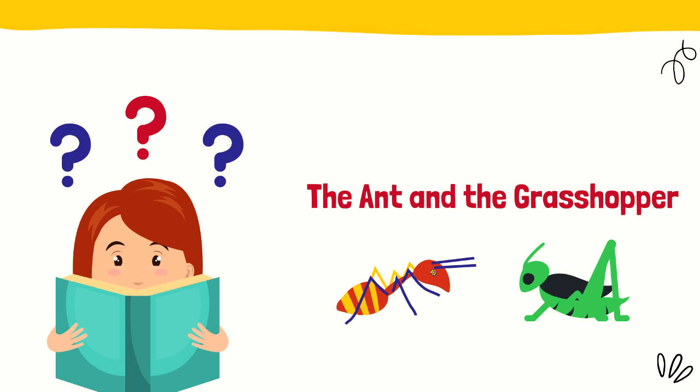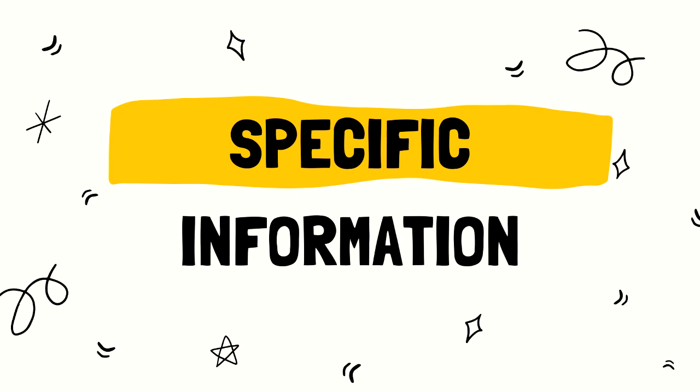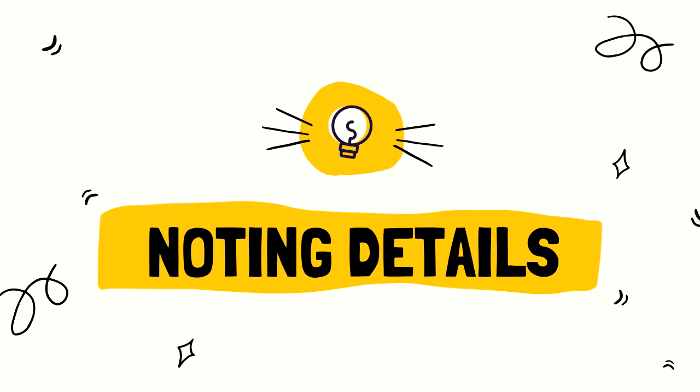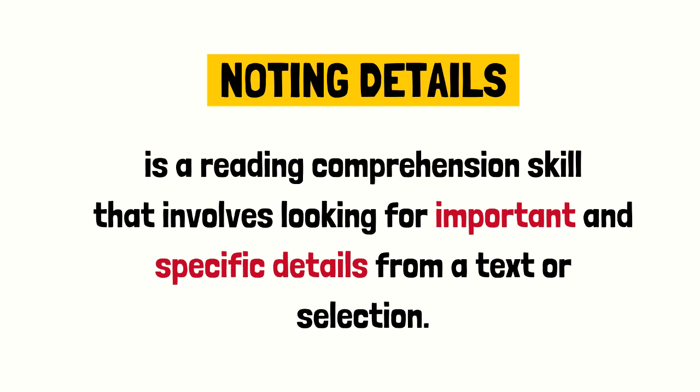For Jane to understand what she is reading, she must pay attention to specific information in the text. This skill is called noting details. Noting details is a reading comprehension skill that involves looking for important and specific details from a text or selection.